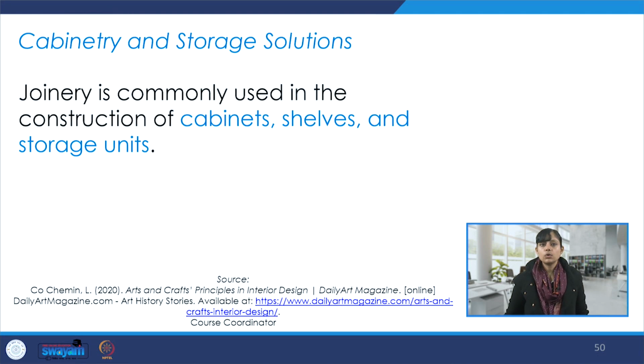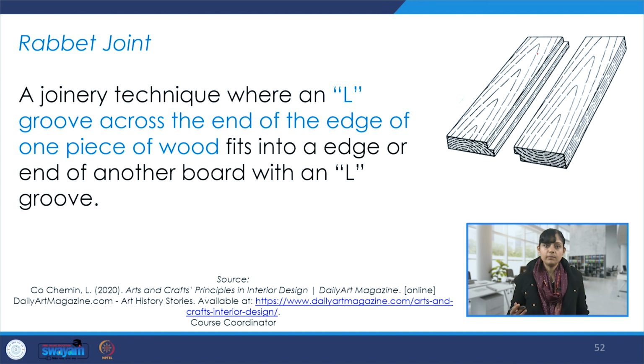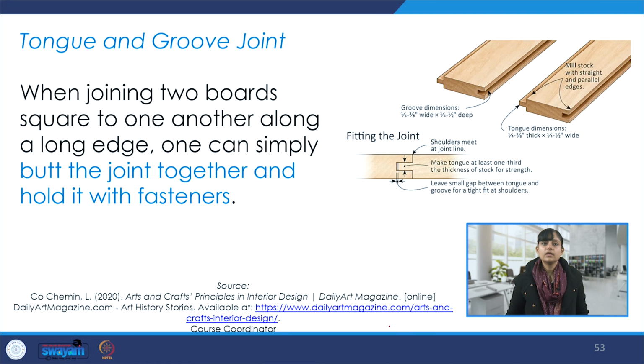Then we also saw cabinetry and storage solutions and how they particularly utilize certain kinds of joints. And we did see the dado joint, also the rabbet joint. Then we also discussed the tongue and groove joint, and we tried to understand the subtle nuances of mortise and tenon versus tongue and groove joint.